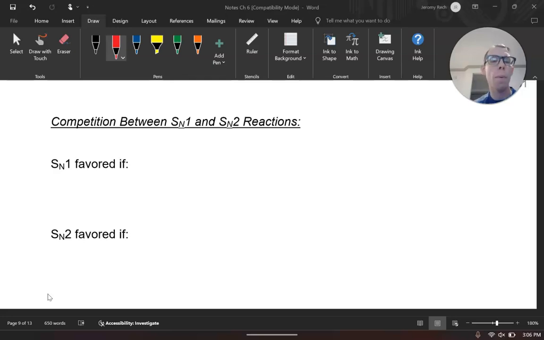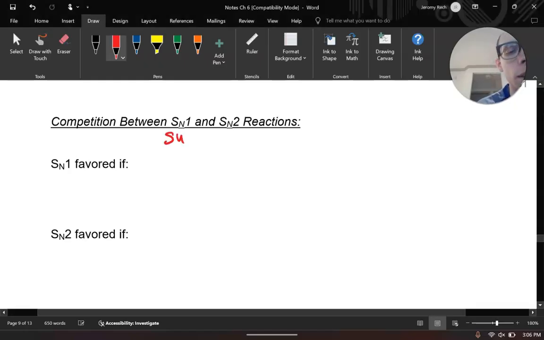So as we wrap up our discussion about SN1 and SN2 reactions, we've gotten along this idea that sometimes you can have some competition where a reaction might go SN1 or SN2. So what are some conditions that are really going to help push it in one direction or the other? The first one is going to be thinking of our substrate.